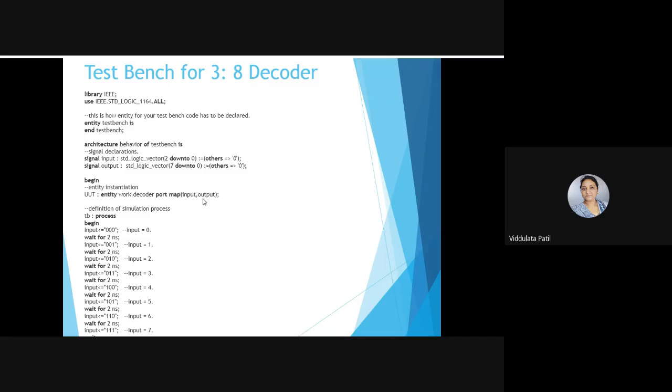After that there will be a stimulus process. The process name is given as TB and then begin. Whenever we are writing a test bench, what we are doing is just stating what the input condition will be, and depending on that, after simulation we will get the output. So here we have the first condition, the input that we are assigning to 0 0 0. Then after that we are going to wait for 2 nanoseconds.